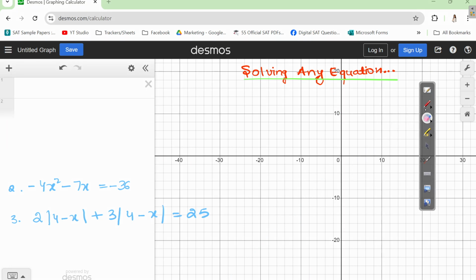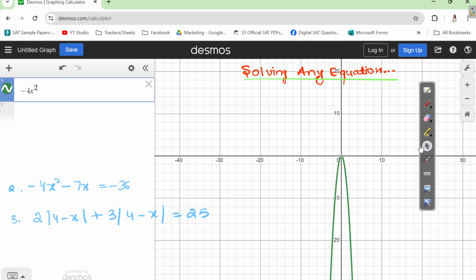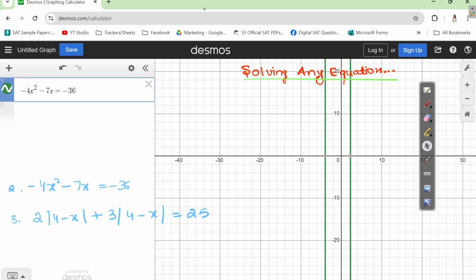The first way is you can write the equation as it is, so negative 4x squared minus 7x equals negative 36. I don't like this method because when you plot the entire equation as it is, it will give you 2 vertical straight lines, and you can see at which points those lines are intersecting the x-axis. So negative 4 and 2.25 will be the 2 solutions.